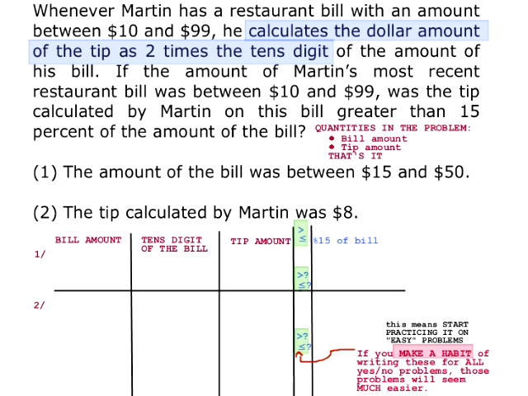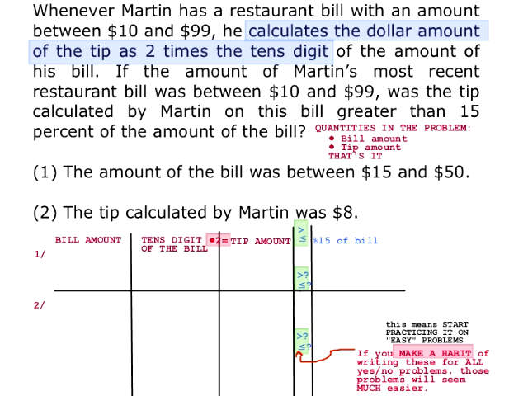Okay, so statement one. This is everything that's going on in the problem, except I only have to write this relationship if you double the tens digit. So that's what he does. Let's write that down. Tens digit times 2 is the tip amount. You know what? Those columns are next to each other, I don't even need to do that. I can just write it in line. So tens digit times 2 equals. There we go. That's cool.